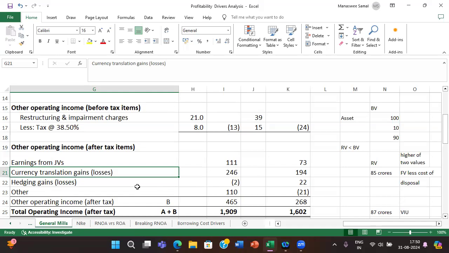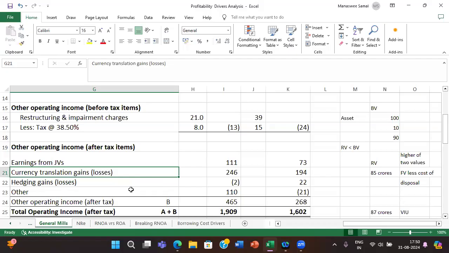I'll repeat. In the main body of the P&L, when you are calculating net profit, you have two components, current tax and deferred tax. In the OCI section, you don't have a concept of current tax. It's all about deferred tax. Okay, keep this point in mind. So then these are all after tax.